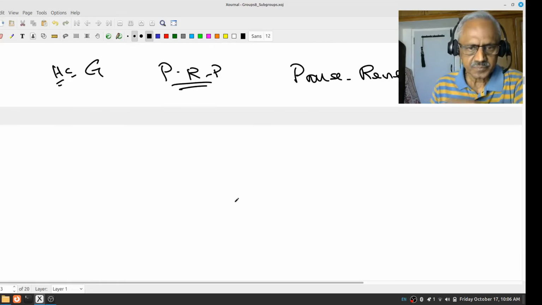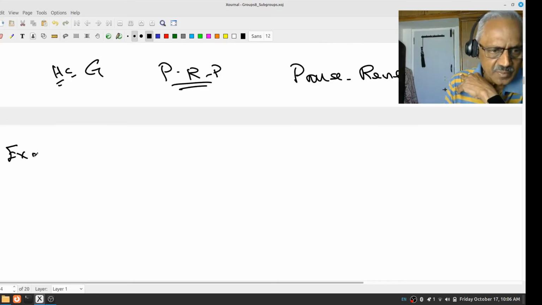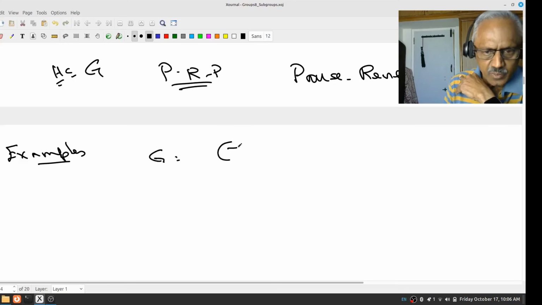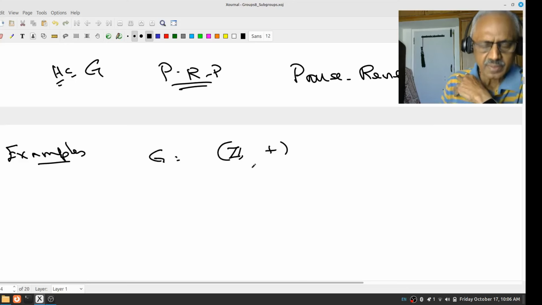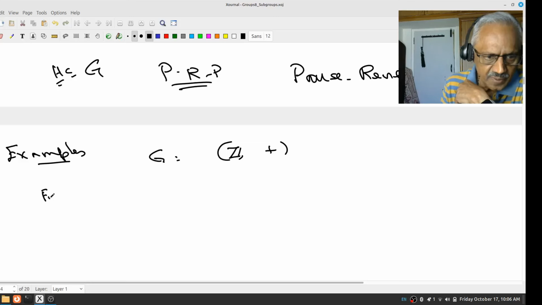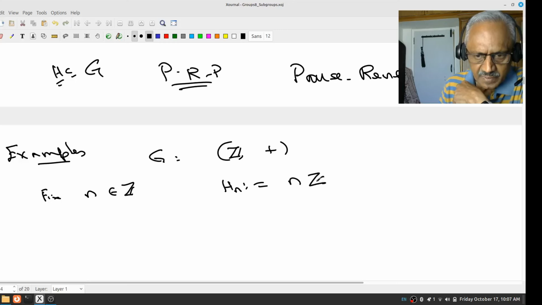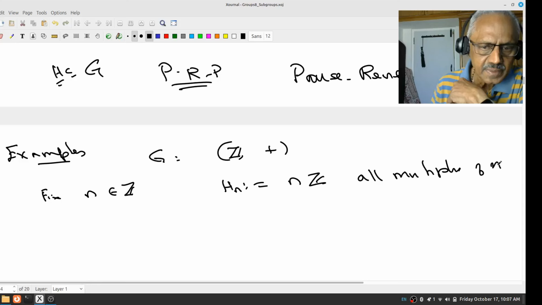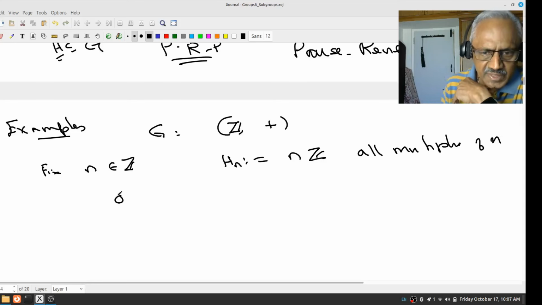Okay, so now let's look at examples. As we did, let G be the group under addition, the additive group of integers. Then fix an N in Z. Let Hn be equal to N times Z, that is, all multiples of N. Then notice that 0 has to be there.